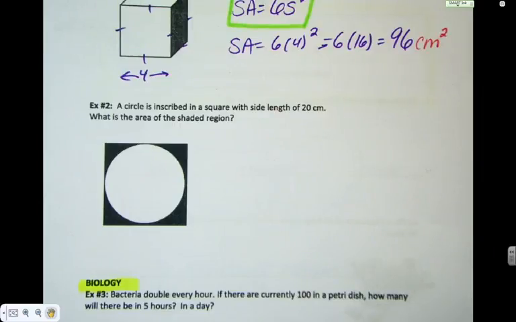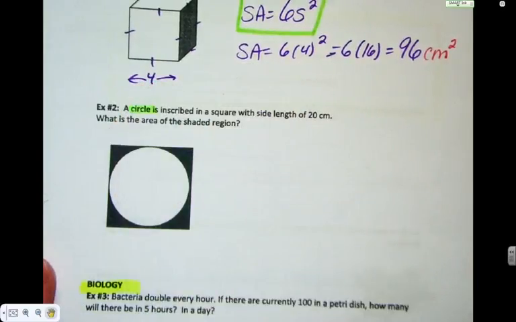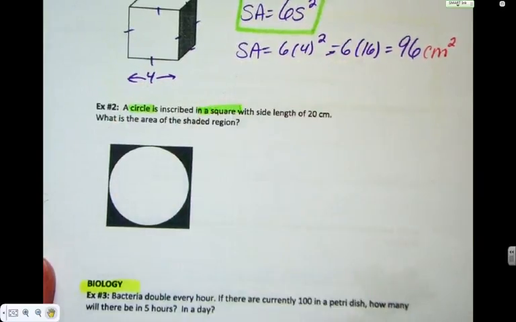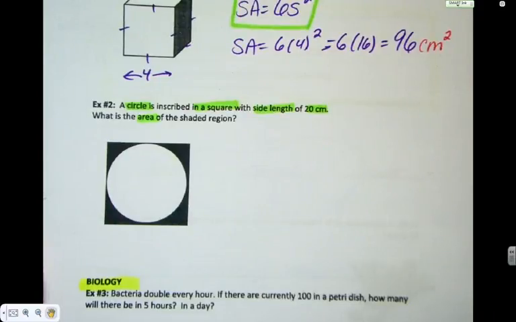Read to read. In your head, in your head. Okay, read to understand. First sentence. Circle. Square. In a square. Yes, 20 centimeters. Area. Shaded region. So you've been doing these area of shaded regions questions since about grade 5.